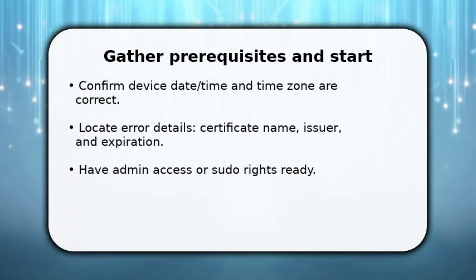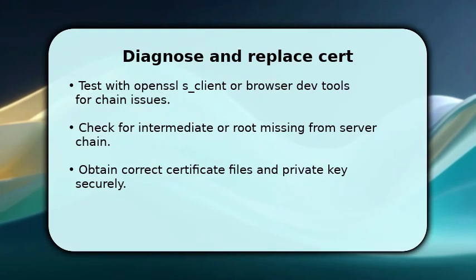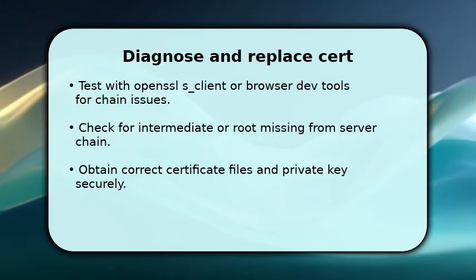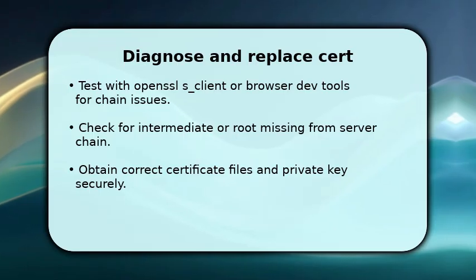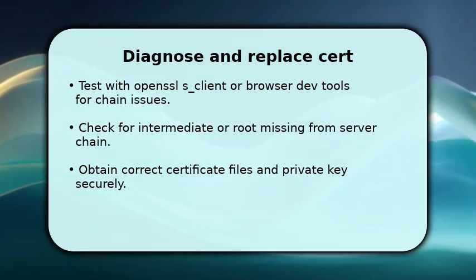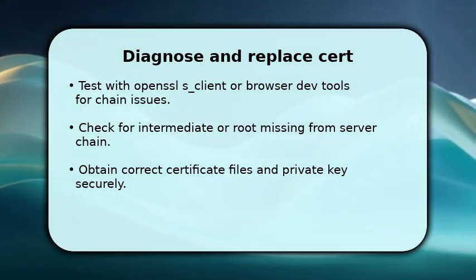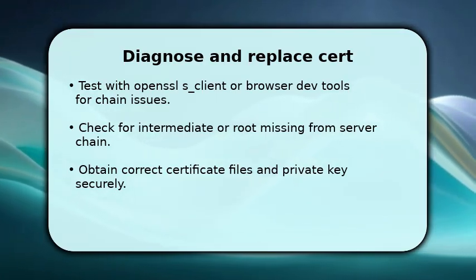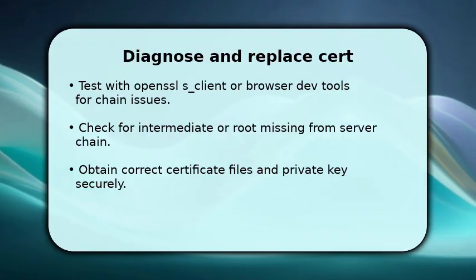Now run a chain test using OpenSSL s_client or inspect the Network tab in the browser to reveal missing intermediates or incorrect CN/SAN values. This tells you whether the server is serving a full chain. If intermediates are missing, retrieve the proper bundle from your CA and confirm the private key and certificate match via fingerprint.